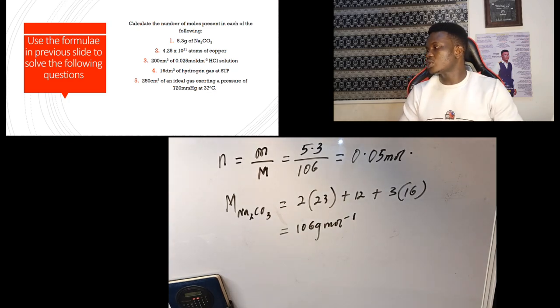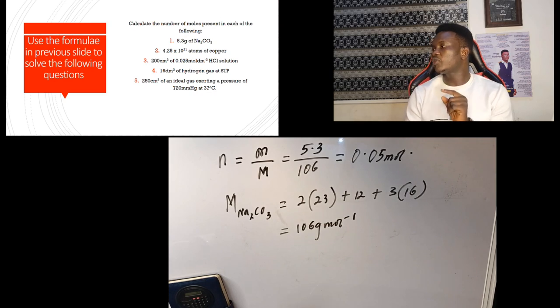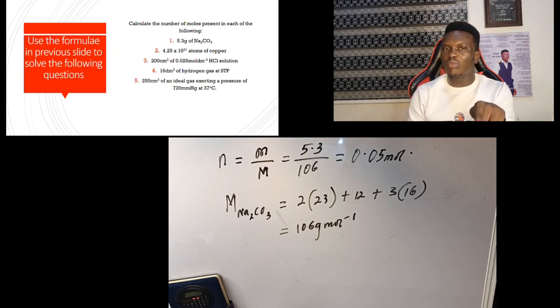So the second question, which formula do you think we're going to use for the second question? 4.25 times 10 raised to the power 21 atoms of copper. You want to calculate the number of mole of 4.25 times 10 raised to the power 21 atoms of copper.